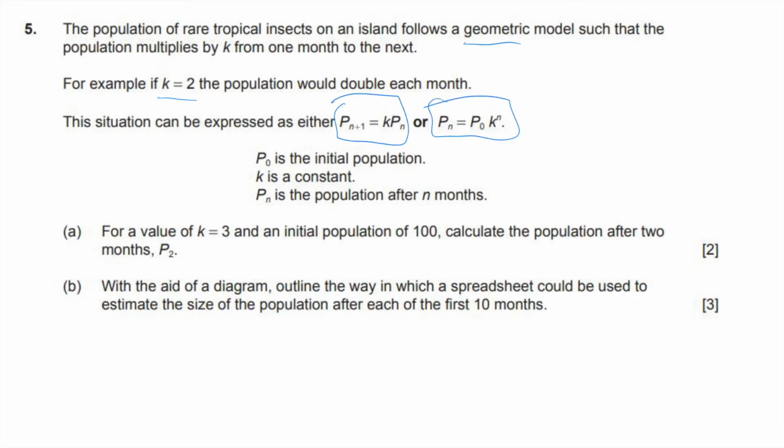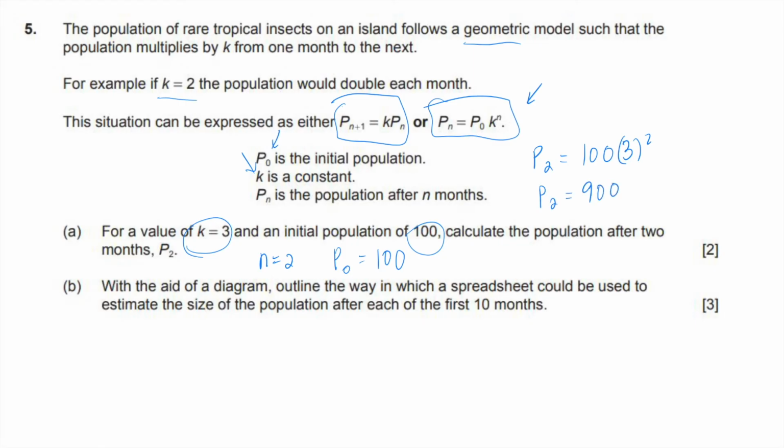So P of 0 is going to be the initial population, k is a constant, and Pn is the population after n months. So for a value of k equals 3 and an initial population of 100, calculate the population after 2 months. Assuming we use this formula, we have n equals 2, right? And we have P0 equals 100. So we could simply do P2 equals 100 times k, which is 3, squared. So P2 would just be equal to 900.